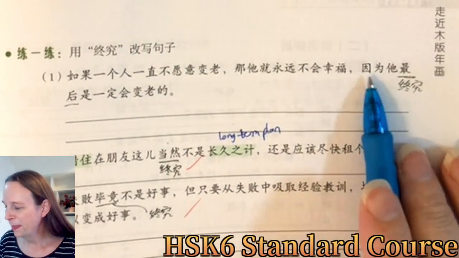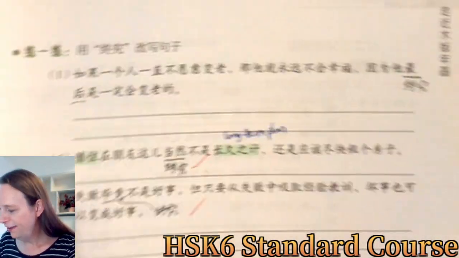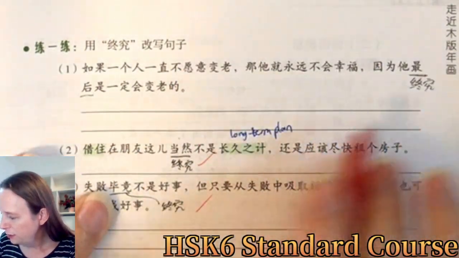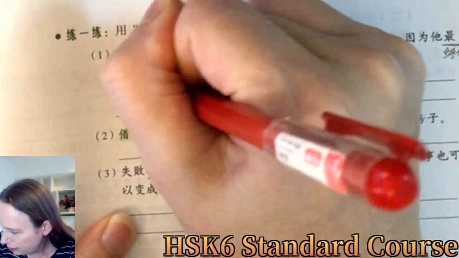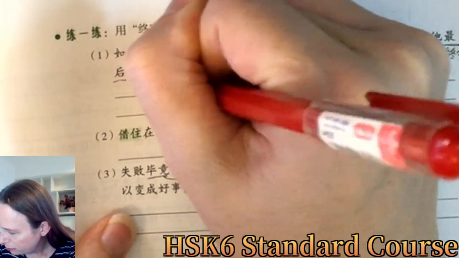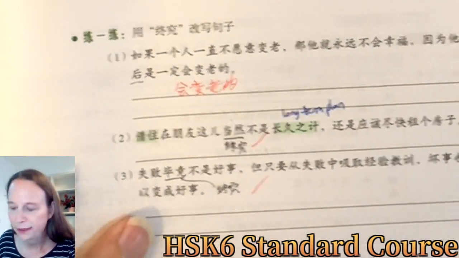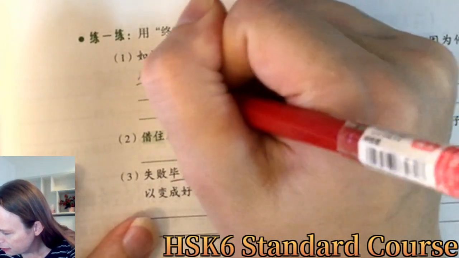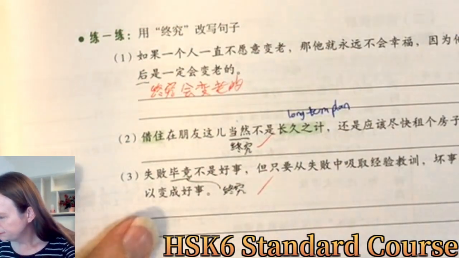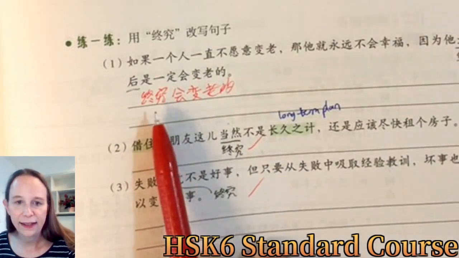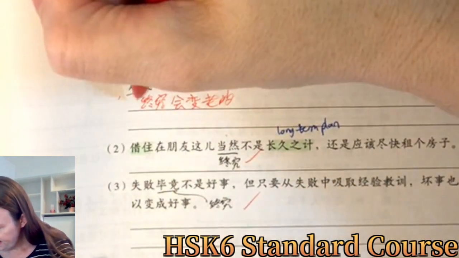But anyway. 因为他, 最后, so here the official answer was 终究会变老的. Maybe I'll add in the 终究. 终究, is it this 究? Okay, so 终究会变老的. So the given answer would change that.